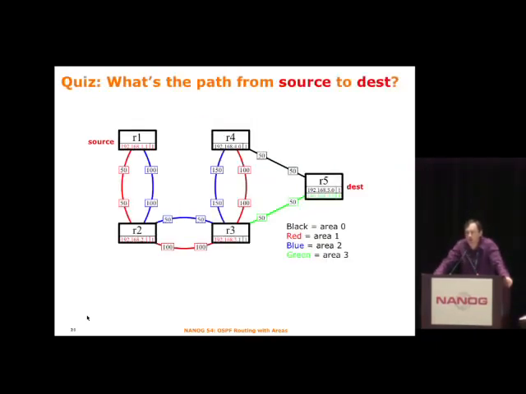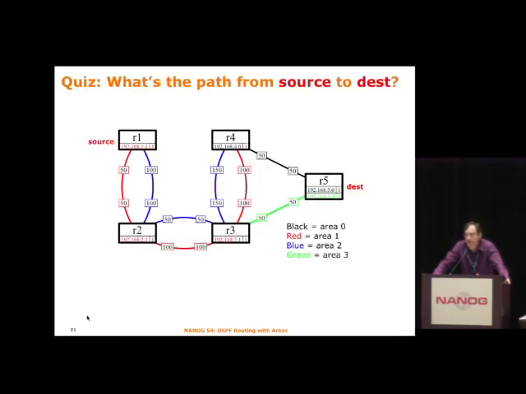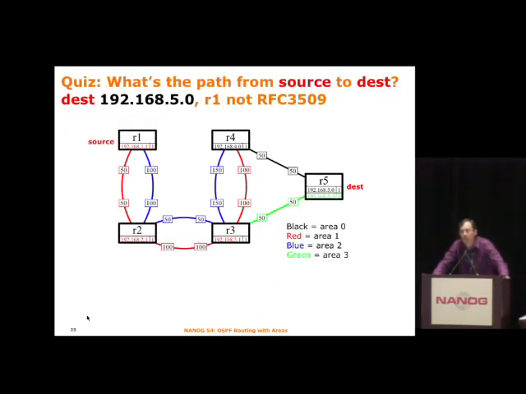Okay, so as promised, there's a quiz, which is what's the path from R1 to R5 in this network? Give a pause if anyone wants to try to venture a guess. And actually, I'll jump ahead. It's a trick question because the answer depends on what the question was. So it depends on whether the destination meant the area 0 loopback, or the black area loopback, the green area loopback, or the destination as an ASBR. It also depends on whether the routers are RFC 3509 compliant. And if they're RFC 3509 compliant, it depends on whether they're Cisco or Juniper routers at least, because they behave differently. In particular, when you have a multi-area router, it depends on whether they advertise local prefixes or not. So now we can go through the various depends.